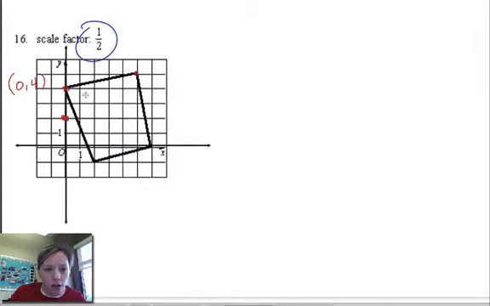Over here, this coordinate is (5, 5). So if I cut that in half, I get (2.5, 2.5). That's right there. This coordinate down here in the corner is (6, 0). If I cut each of those in half, I get (3, 0). It should stay on the axis.